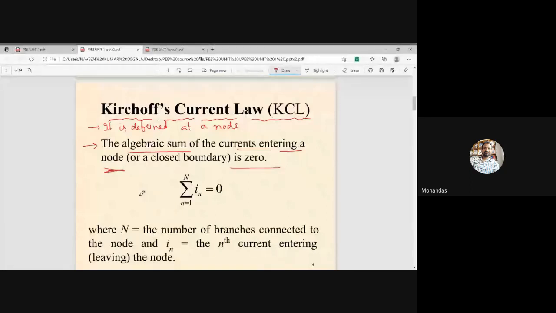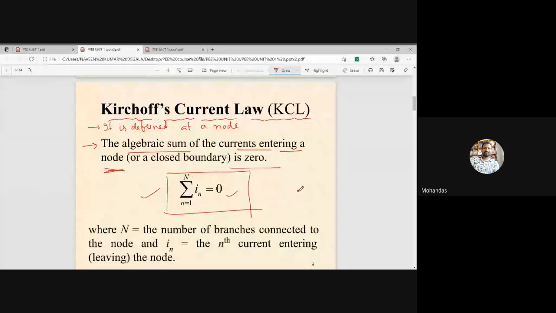And we can write it mathematically as the summation from n equal to 1 to N, I subscript n is equal to 0. This is the mathematical representation of KCL, where N is the number of branches connected to a particular node.